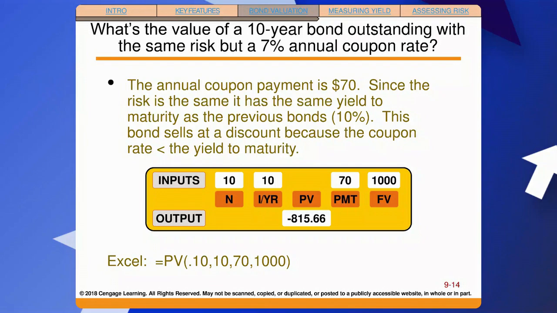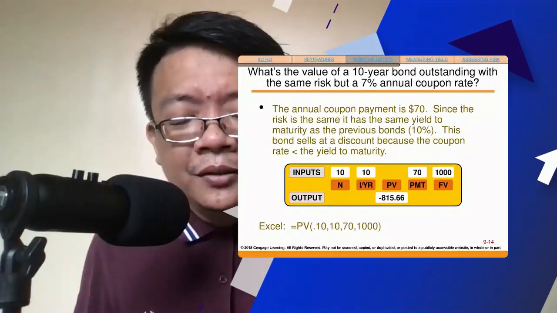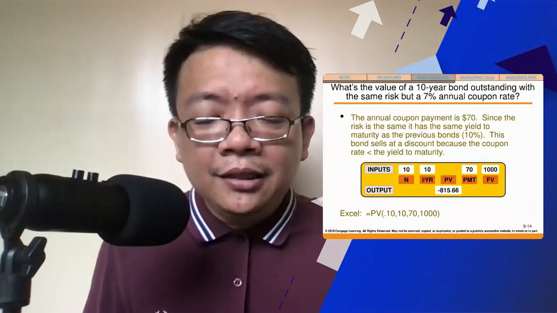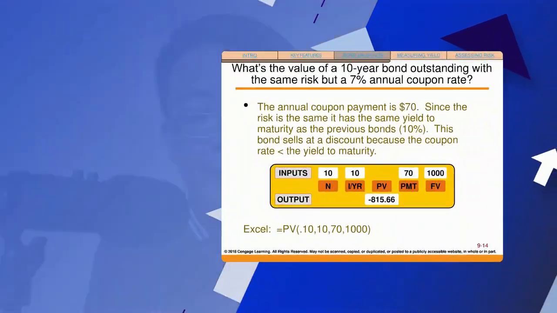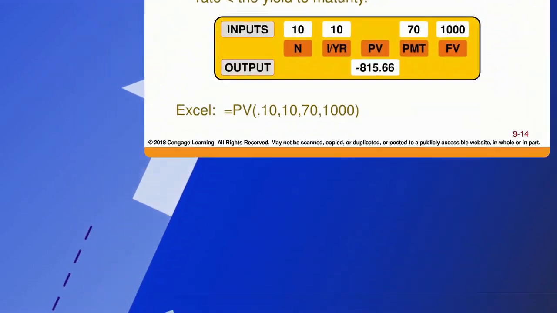815.66. Sir, bakit pala negative? Bakit pala negative? Kasi nga, negative siya kasi it is an outflow. Okay? Outflow siya. Alright. Next.